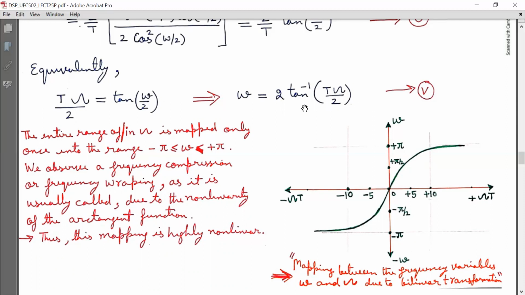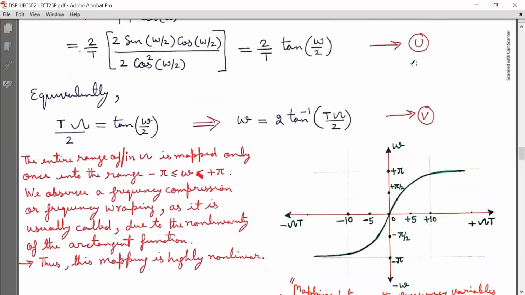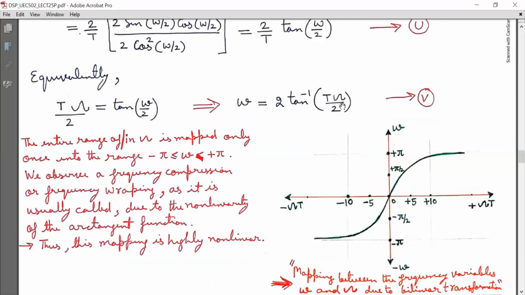So from this formula, that is equation B or equation U, I can infer that the entire range of capital omega is mapped only once into the range where small omega is lying between minus pi to pi. We observe a frequency compression and frequency warping, as it is usually called, due to the nonlinearity of the tangent inverse function or arctangent function. Thus, this mapping is highly nonlinear.